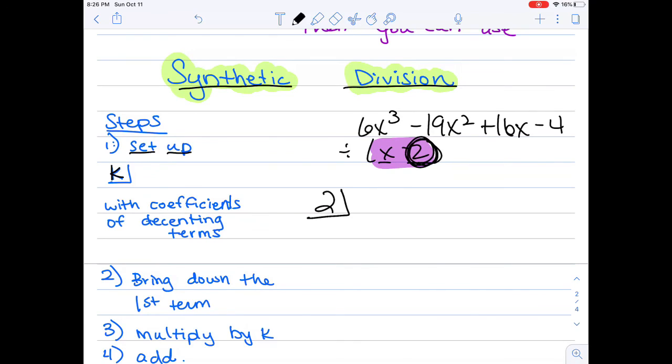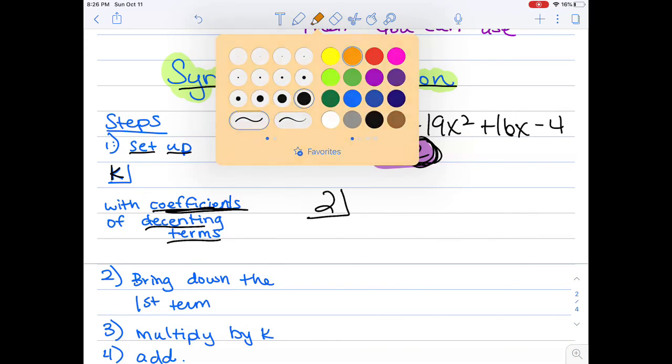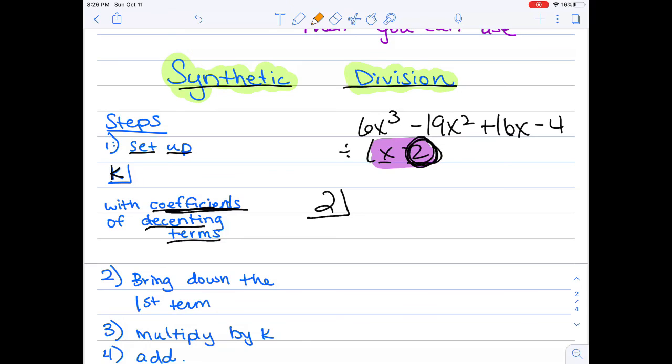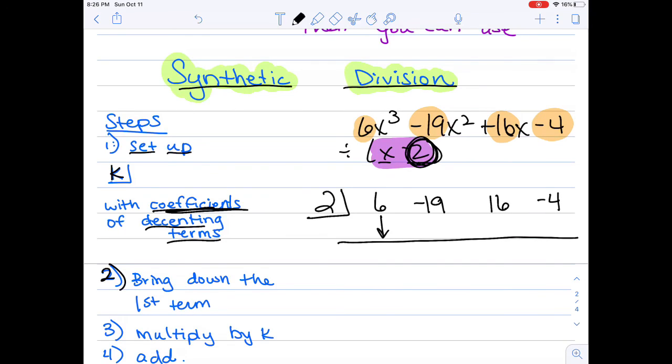Now that we've got k in the box, you're going to write the coefficients only for your descending terms. So our coefficients are just what's in front of the x value: 6, negative 19, positive 16, and negative 4. Those are descending. Again, we're not missing any terms. So we write the coefficients 6, negative 19, positive 16, negative 4. We're going to skip a line, and we're going to write our bar there. Step 2, we're going to bring down our first term, 6.